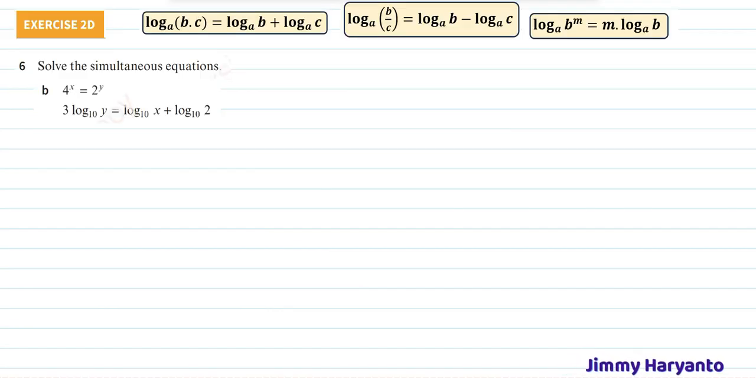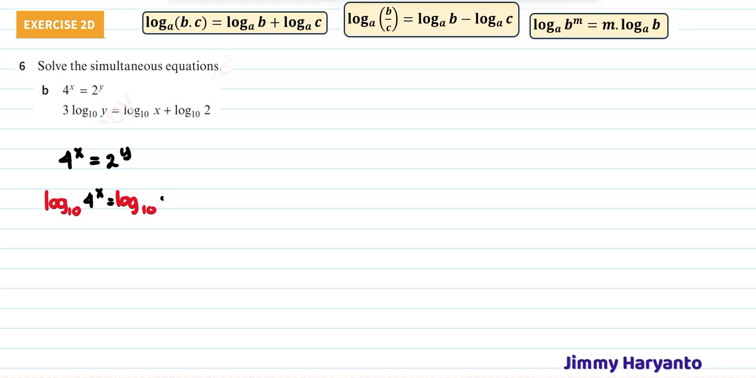Next is this one. For this one, I will start from 4 to the power of x equals 2 to the power of y. I will take logarithm of both sides, like this. I will use logarithm base 10. Logarithm base 10, and then I will write down the 4 to the power of x equals logarithm base 10 of 2 to the power of y.